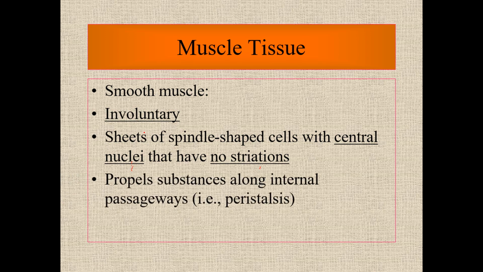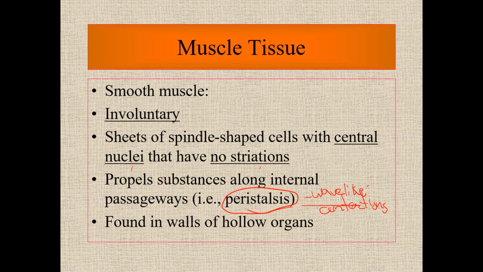What we're also going to see is smooth muscle contracts via peristalsis. Peristalsis is unique to smooth muscle, and it is very strong wave-like contractions. It has a unique type of contraction that will propel substances in the hollow organs that they're found in.